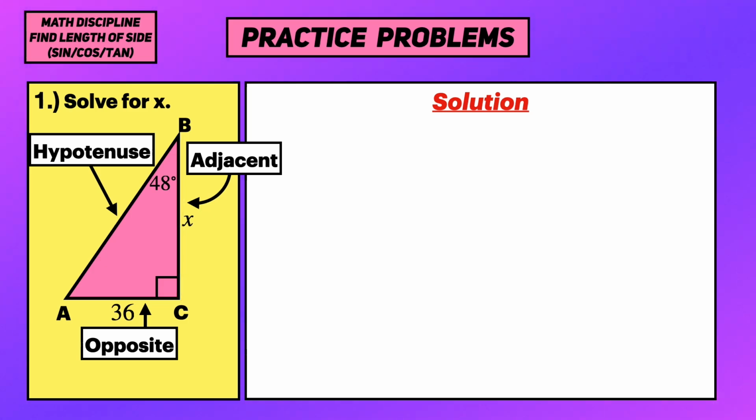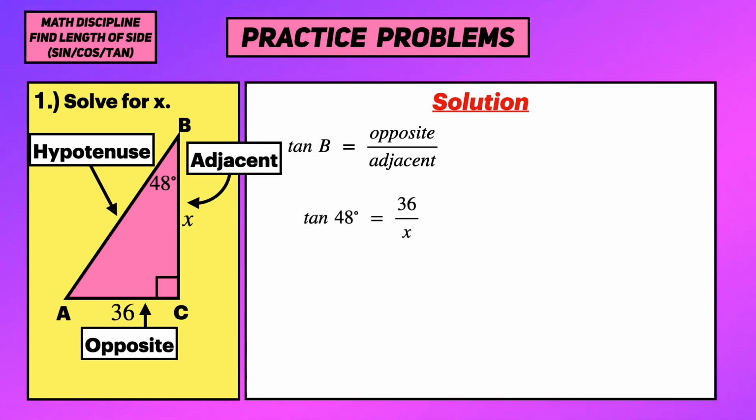We are trying to solve for x, which is the length of our adjacent side. So we will compare the opposite side to the adjacent side, which is the tangent ratio. The tangent of angle B is the opposite side divided by the adjacent side. We substitute the values in our problem and get the tangent of 48 degrees equals 36 divided by x.